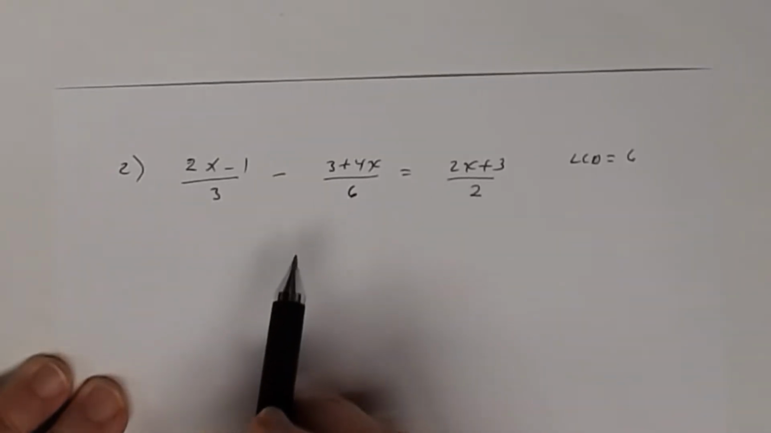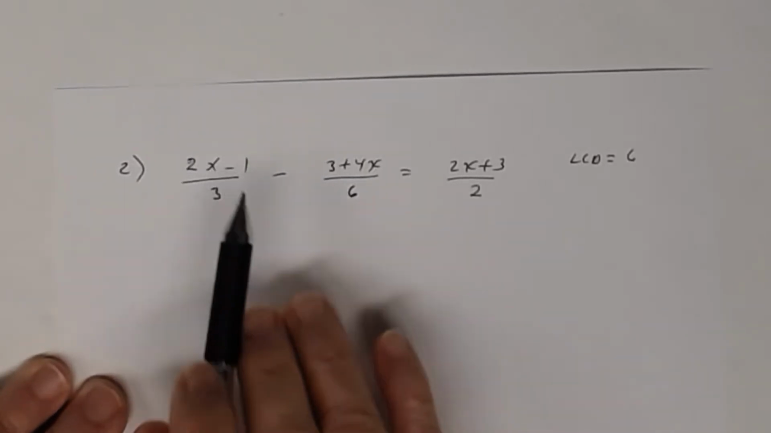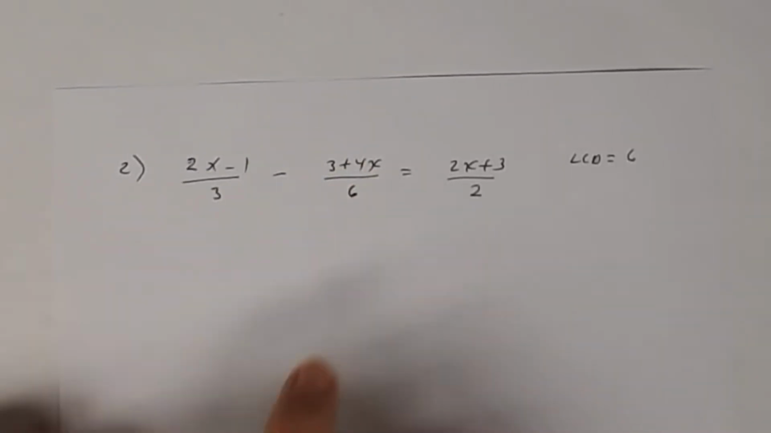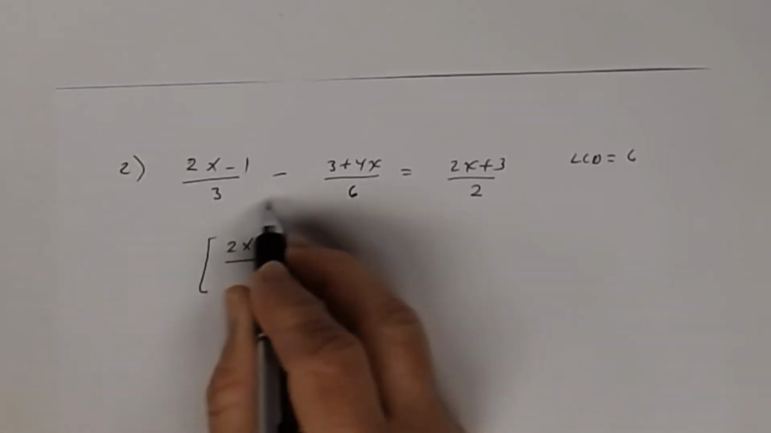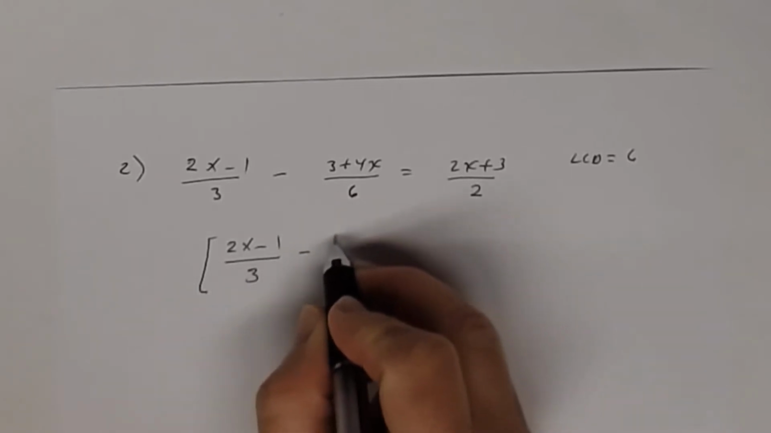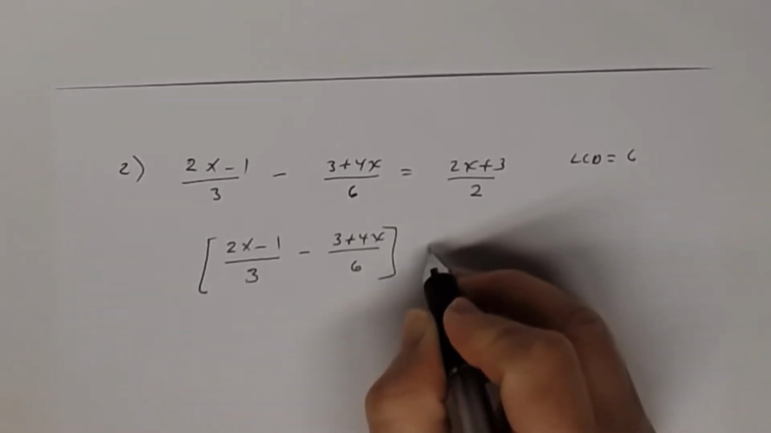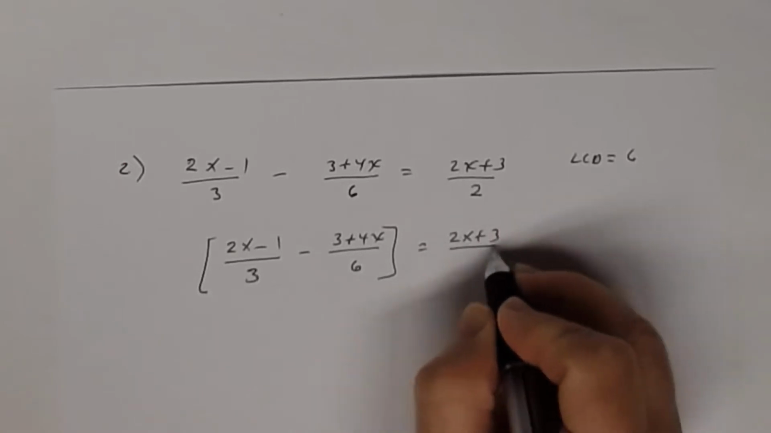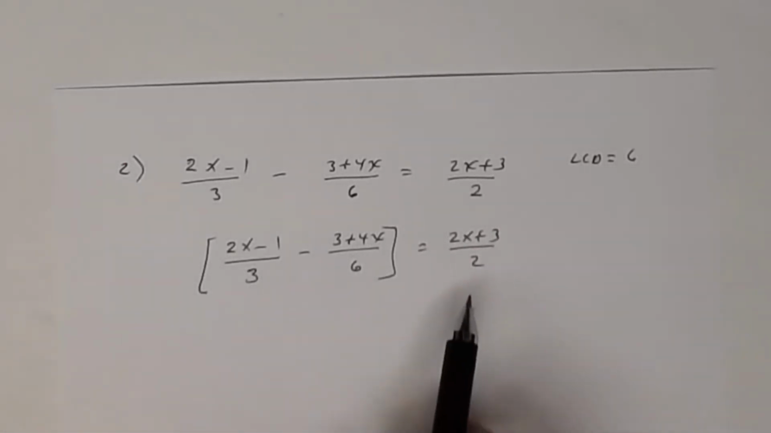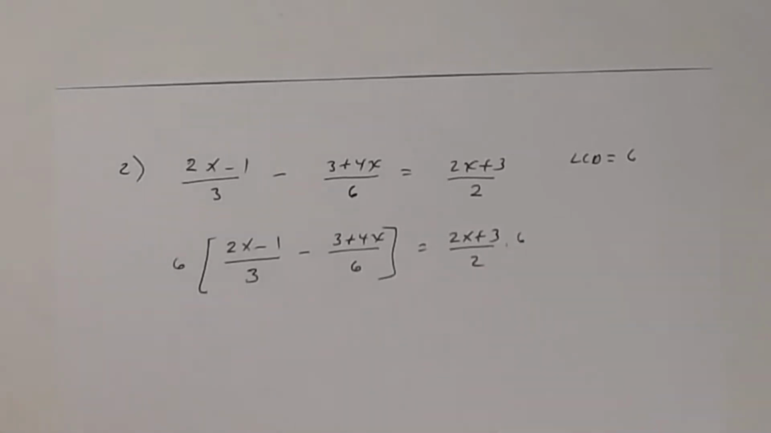Now what you're going to do next is multiply both sides by that least common denominator. I want you to notice that on the left-hand side there are two fractions, two rational expressions, so we're going to put that in brackets, just like this. I'm going to rewrite this equation, putting the left-hand side in brackets. On the other side, since that's just one fraction, one rational expression, I'll leave it without any brackets. All right, so now we're going to multiply both sides by 6. So times 6, just like that.